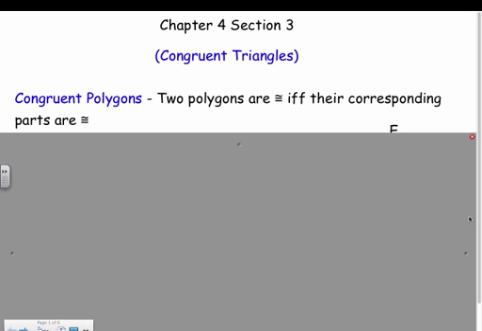Well, two polygons or two triangles are congruent, see my funny if here? Whenever you see this if, that means if and only if. So I got the two F's. If and only if. So two polygons are congruent if and only if their corresponding parts are congruent. And when I say corresponding parts, I'm talking about the angles and I'm talking about the sides.